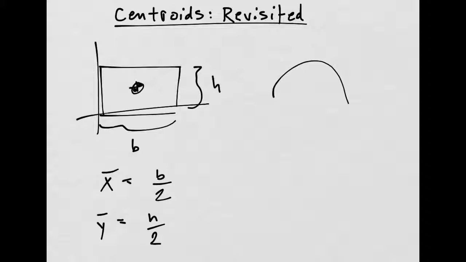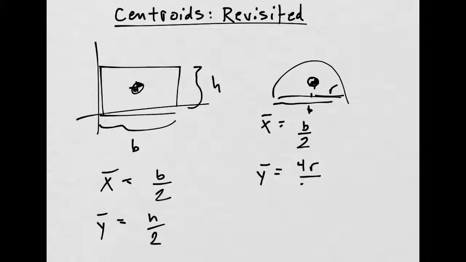If you have a semicircle, then remember the centroid: x bar is just half of the base, b divided by 2. Y bar, though, is the different one, and that had a formula. I think it was 4 times the radius r, divided by 3 pi. If you had a regular circle, it would just be half and half, just like a square.